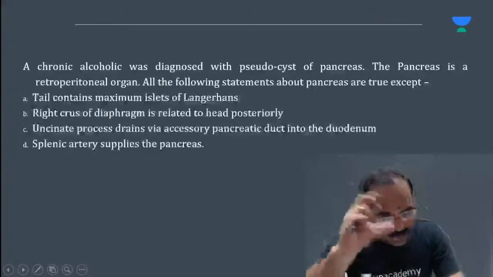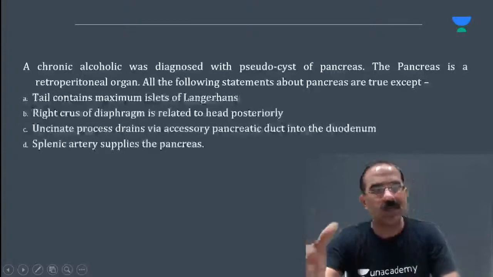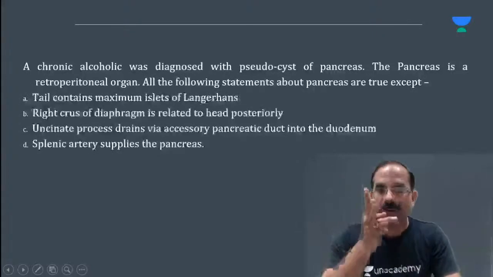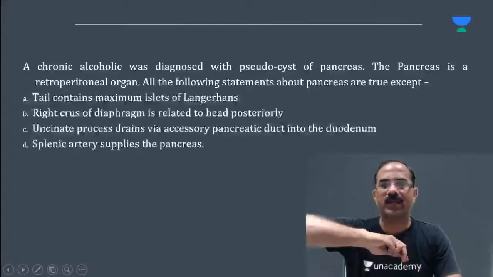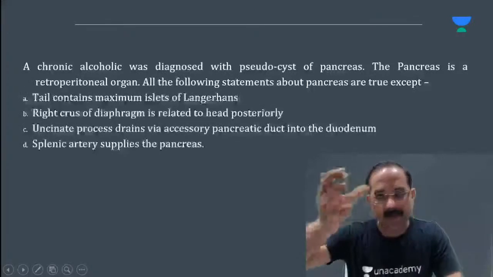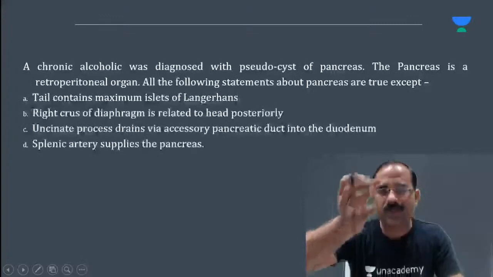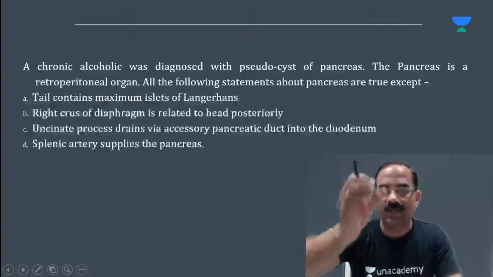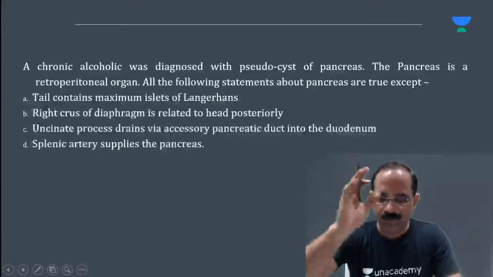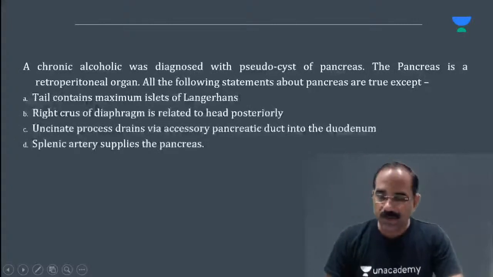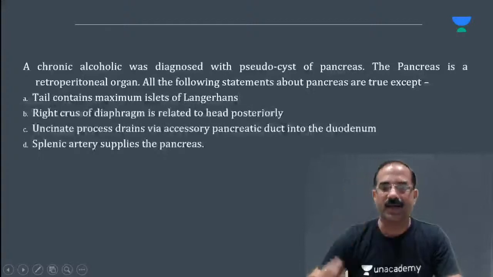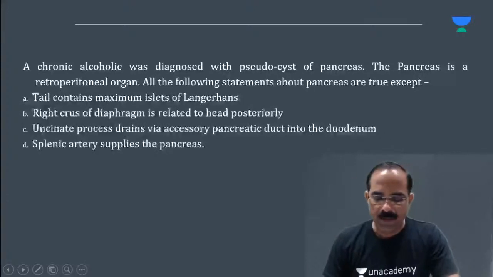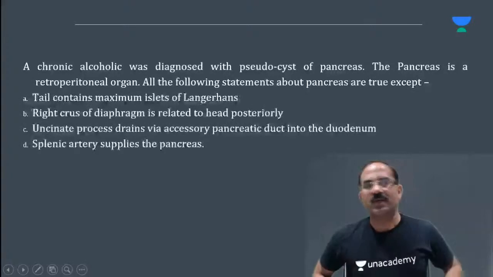And when we are doing a splenectomy, when we are removing a spleen, we have to cut these two ligaments, the gastrosplenic and the lienorenal ligaments. And when we are cutting the lienorenal ligament, we have to be very careful to preserve the tail of the pancreas, because this tail contains the maximum islets of Langerhans. Clear? If we cut the tail, the person goes into diabetes.